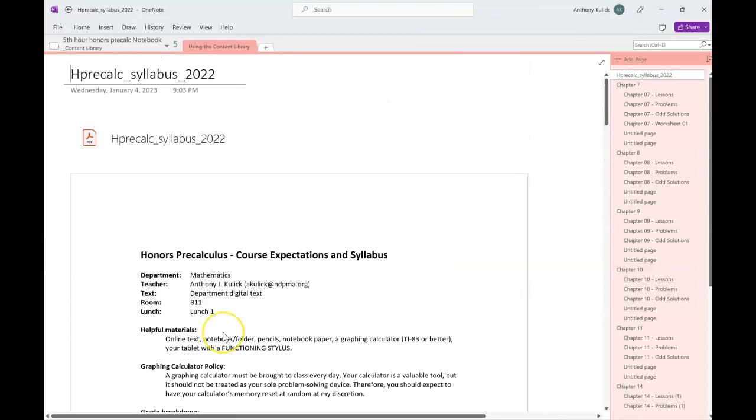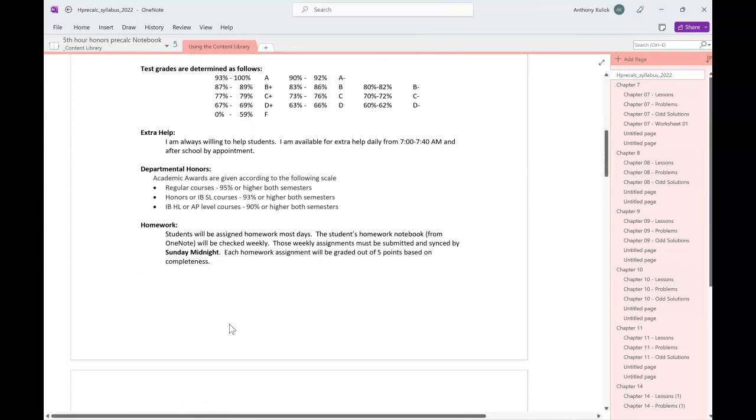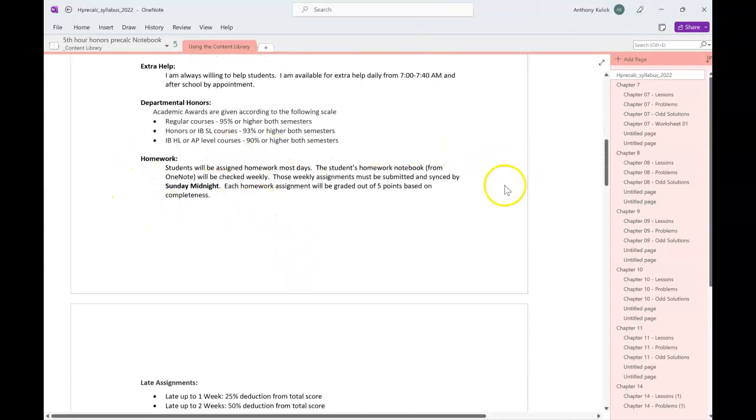So if you are new this semester to my class, maybe give it a read through at your leisure, but it's the same percentage breakdowns for tests, homework, quizzes, and exams. The homework is still going to be checked weekly. Sunday at midnight will be when it's due in the OneNote.